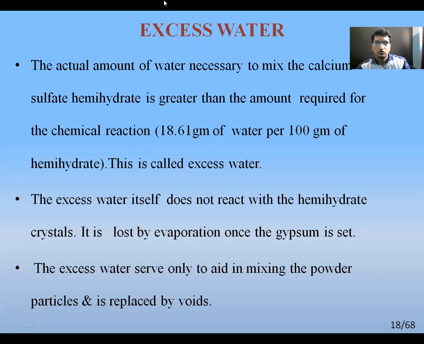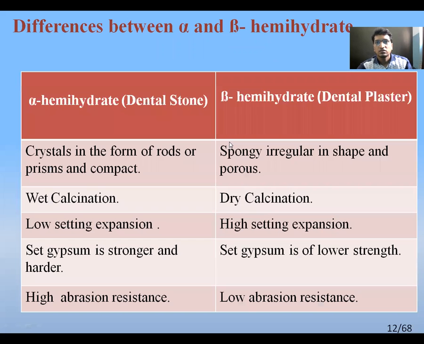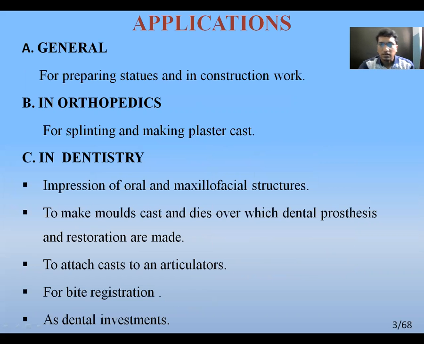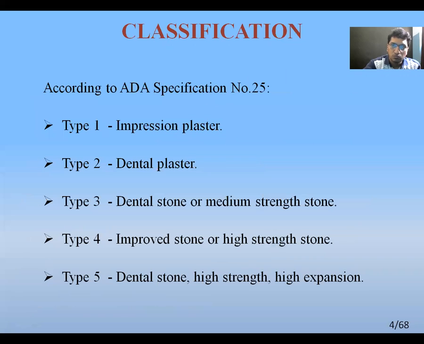Now the most important thing is the classification. Don't ever forget this classification, especially for first and second year students. Type 1 is impression plaster, type 2 is dental plaster, type 3 is dental stone, type 4 is dental stone with high strength and low expansion, and type 5 is dental stone with high strength and high expansion.